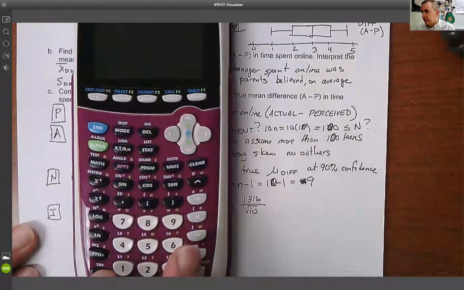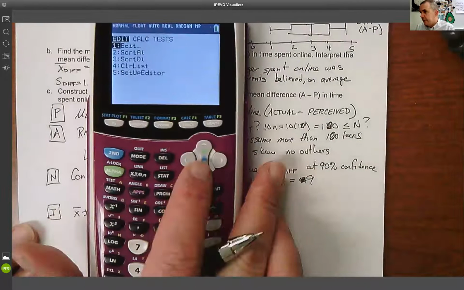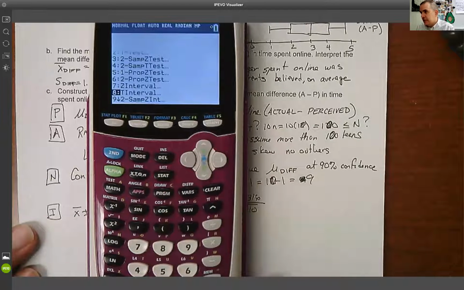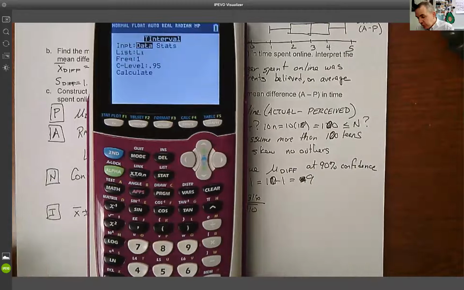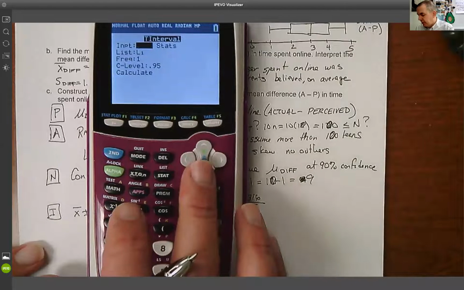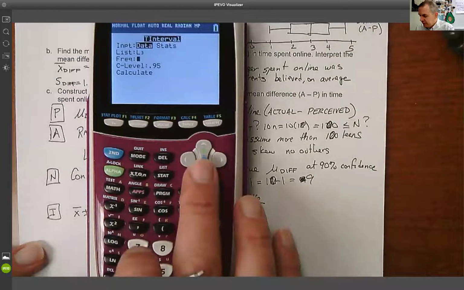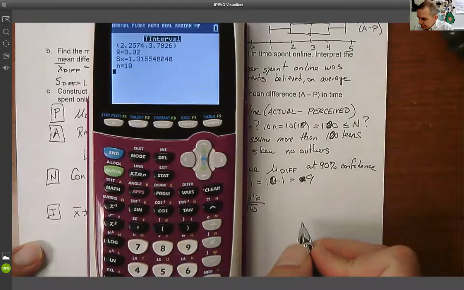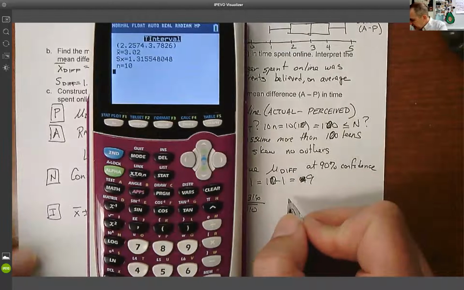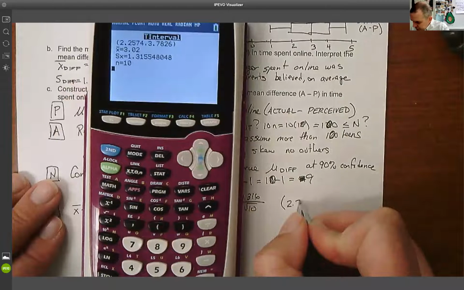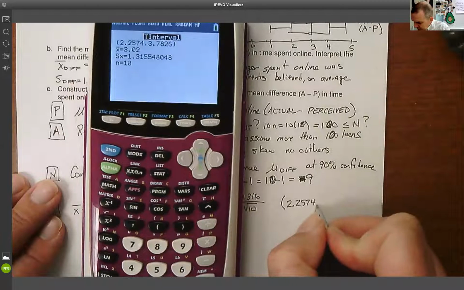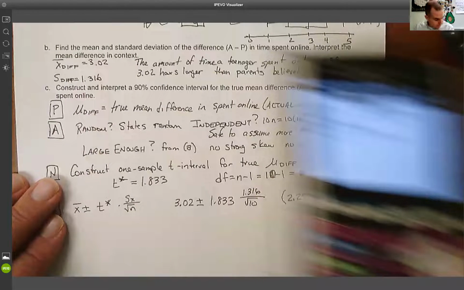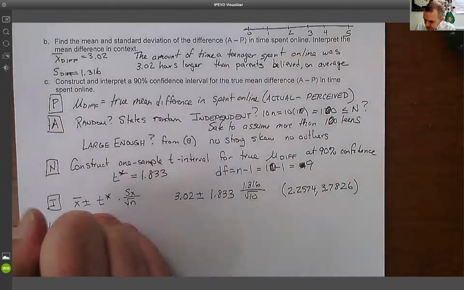The way you do it in the calculator is stat, tests, and we're going to do a one sample T interval, which is number 8. We can either do it on the data or on the stats. Since it's already in the calculator, I'm going to do it on L3 at 90% confidence. Eventually it's going to pop up and tell me that the interval here is 2.2574, comma 3.7826. So there's my interval. And I'm going to conclude it with the C.